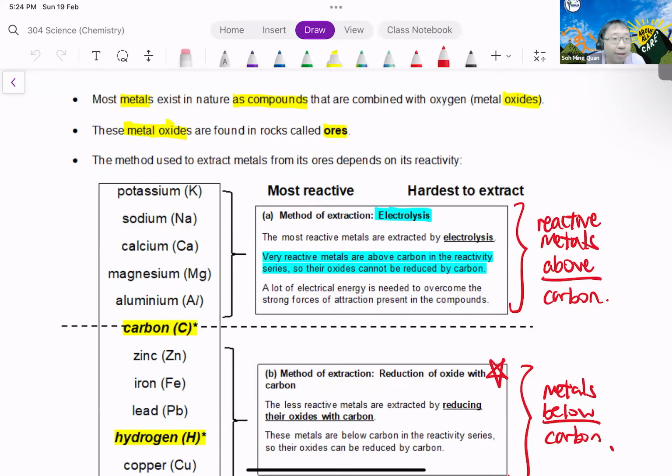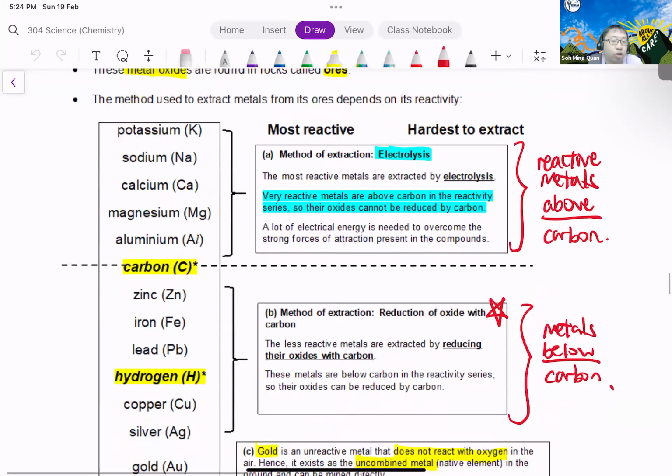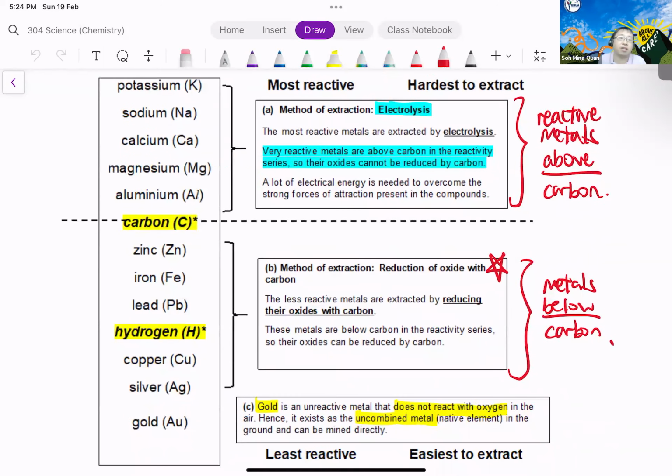How? The method you choose depends on the reactivity of the metal. So there are basically 3 categories. The first category is the most reactive. The most reactive metals on top, above carbon, you have to use electrolysis to extract them. Electrolysis means you pass electricity through it. Using the electrical energy, you break down the compound. So for example, sodium chloride, you pass electricity through it. You break it down into sodium metal and chlorine gas. That's how you get sodium metal.